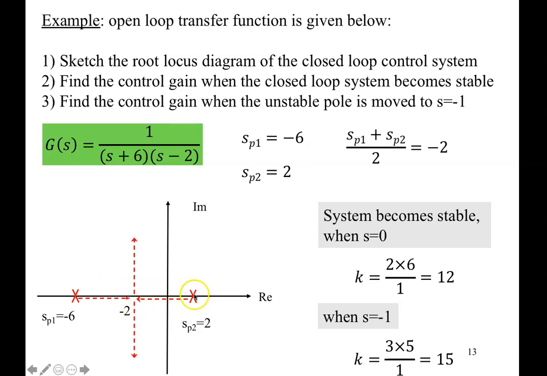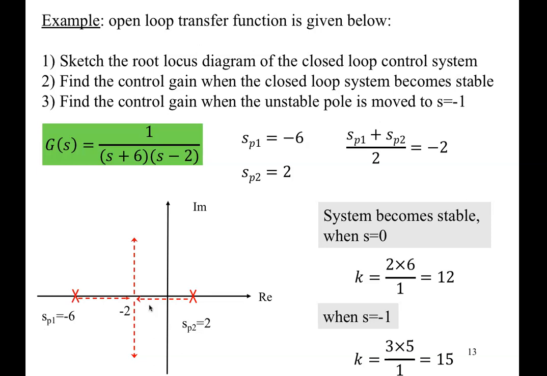From -1 to 2, that's 3. From -1 to -6, that's 5. So I'm going to stick 3 times 5 on the top. At the bottom, I've got no open loop zeros, therefore it's a 1. In this case, it gives me a value of 15. So k, the control gain of 12, will give me a stable system. But a control gain of 15 will give me an even more stable system, maybe slightly better performance as well, because now the pole is not there, but it's at the -1 point.